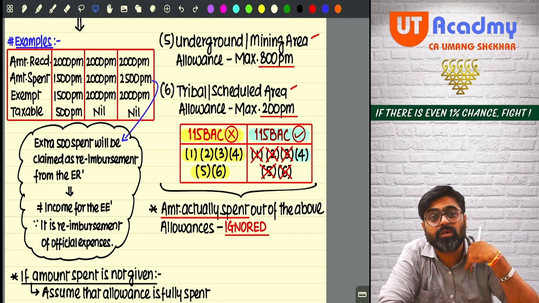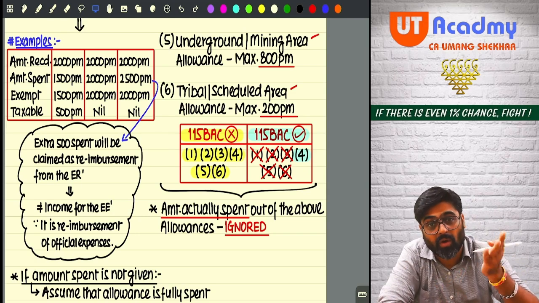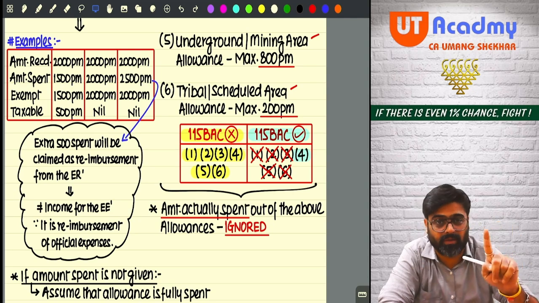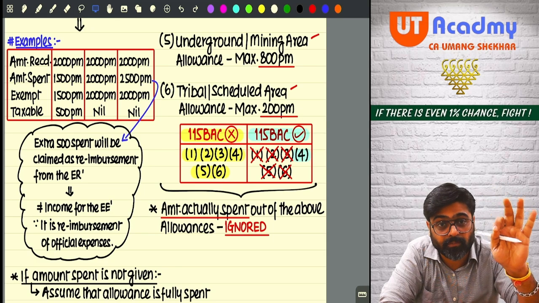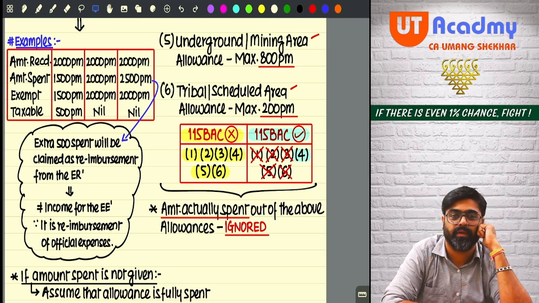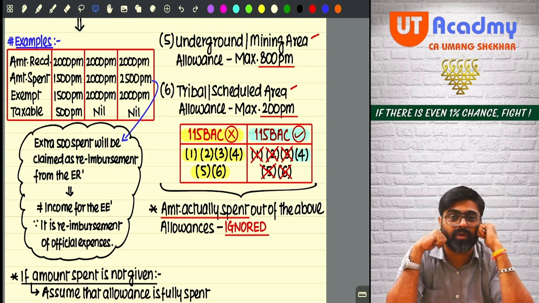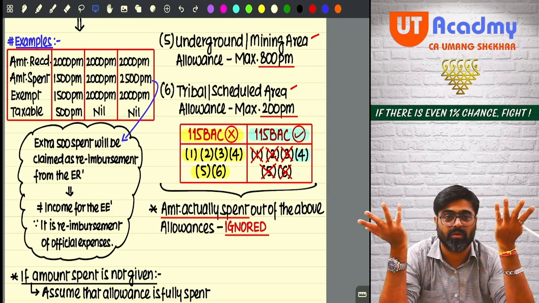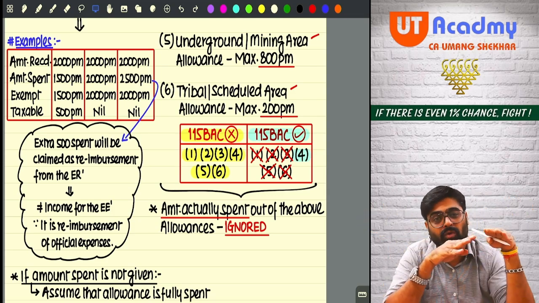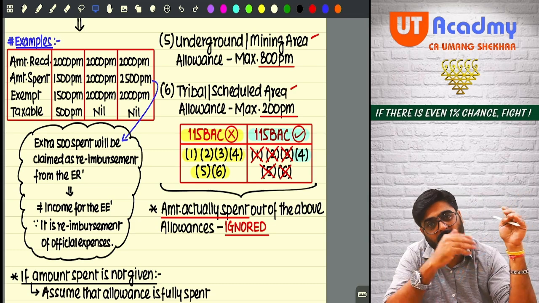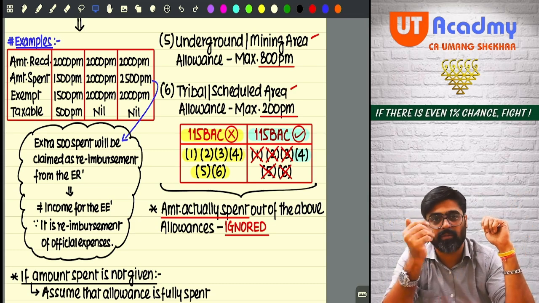Now the allowances which we have discussed right now, all these allowances will be exempt based on the limits prescribed in IT rules. Is it necessary to spend money out of those allowances to get the exemption? No. So even if I don't spend any money out of those allowances, still I am going to get the exemption to the extent of the limit.